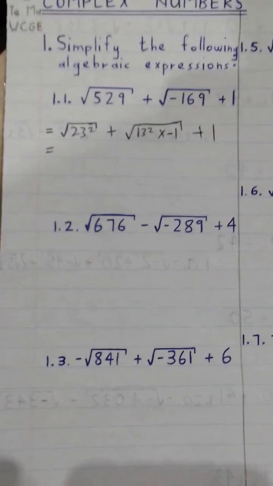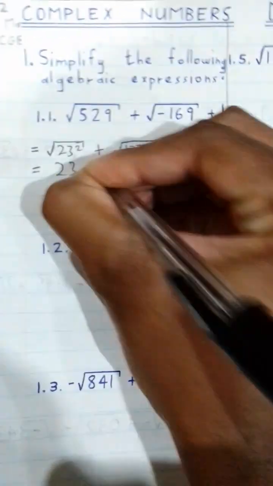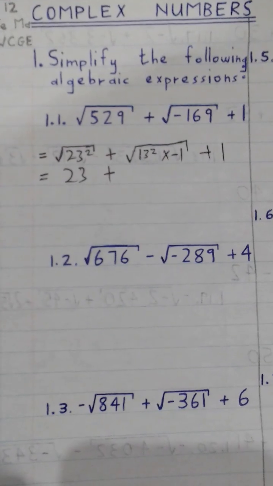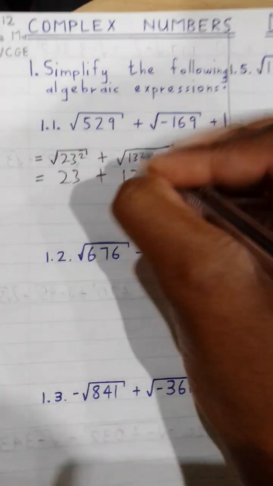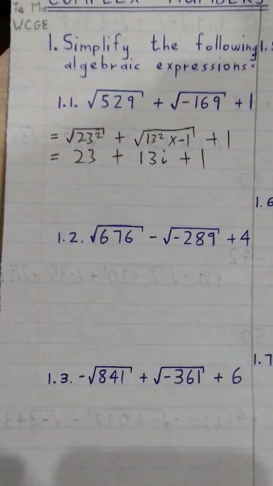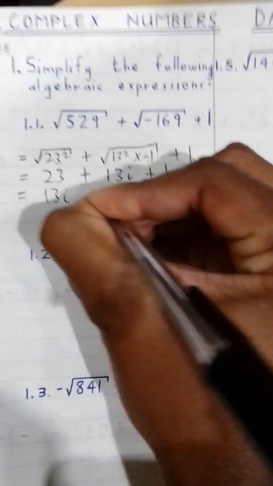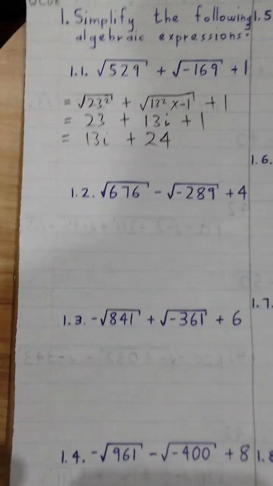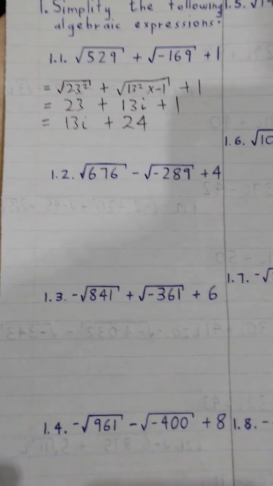So this is going to be the square root of 23 squared is just 23, plus the square root of 13 squared is 13 times the square root of negative 1, don't forget that's i, and then plus 1. Okay, and then you collect like terms. 23 plus 1 is 24. Whether you say 24 plus 13i or 13i plus 24, it's the same. Hope that is clear, and I hope that makes sense.